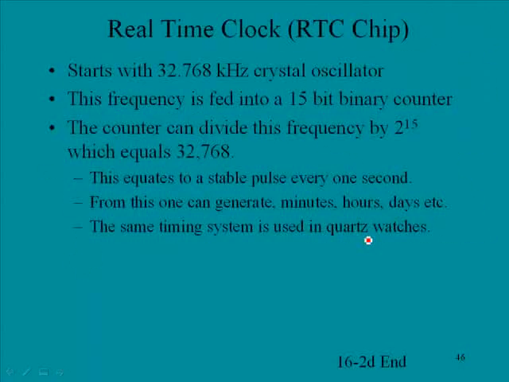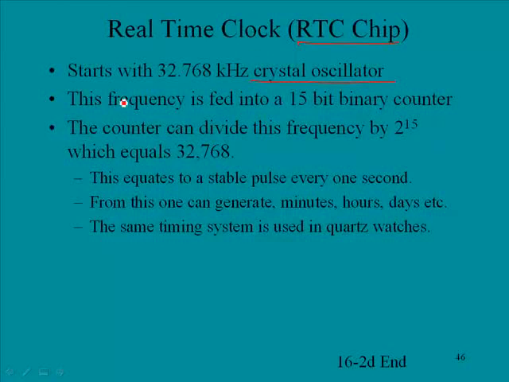Okay, last item that we're going to mention is the real-time clock, often referred to as the RTC chip. What it does is it starts out with a crystal oscillator, much like the timing chip that we referred to earlier, but the crystal oscillates at a much lower frequency. In this case, it's 32.768 kilohertz. And again, this is a very stable frequency for crystal oscillation.